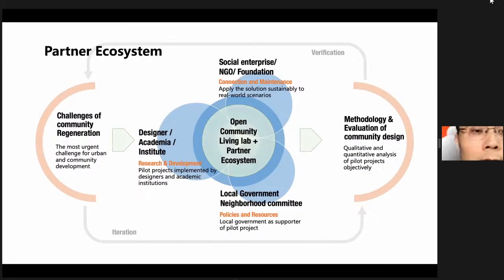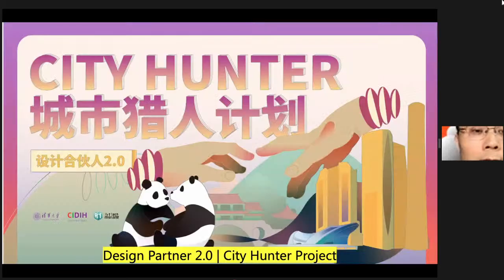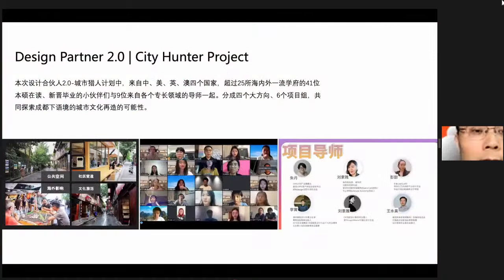And also with the collaboration between industry, research institutes, and universities, we could innovate the solution. And last summer vacation, we initiated this Design Partner 3.0. The online version is called the City Hunter. Through this plan, we have recruited 41 undergraduate students from 25 world-class universities around the world.